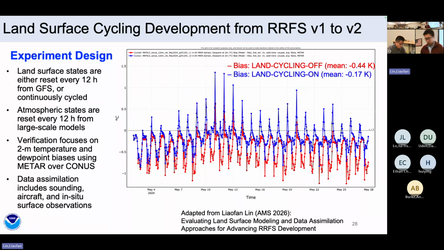In short, you can see that with land surface cycling enabled, in the blue line, it further reduces the average domain-based dew point temperature bias. You can see with the blue line, the mean bias is reduced compared to the one without land surface cycling. But indeed, in the experiment we see there are localized peaks showing in the blue line, and in the future we need to investigate this as well.